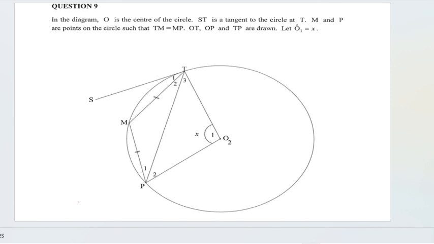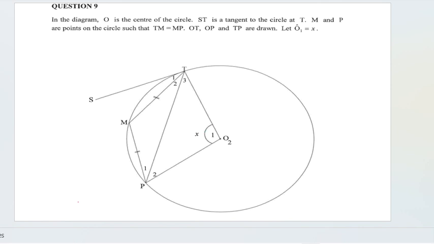Before we are given a diagram, I'm interested in knowing the information of the diagram, because it's very important. You must learn the information of the diagram carefully and quickly. In the diagram, O is a center. ST is a tangent. This is our ST here. And they say that T, M and P are points such that TM is equal to MP. They've told us that these sides are equal to each other. They say that OT and OP are drawn. And they let angle O1 equal X.